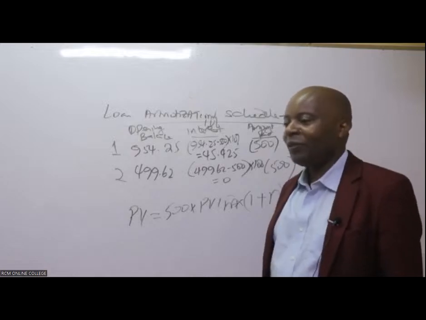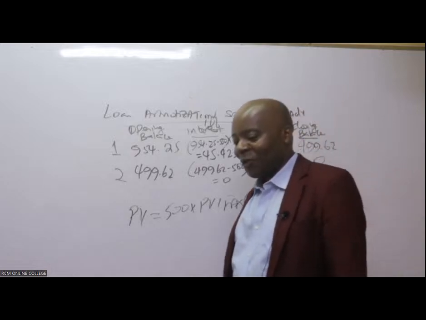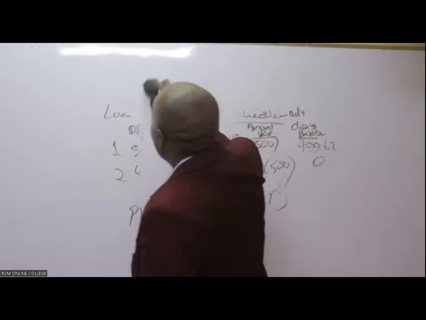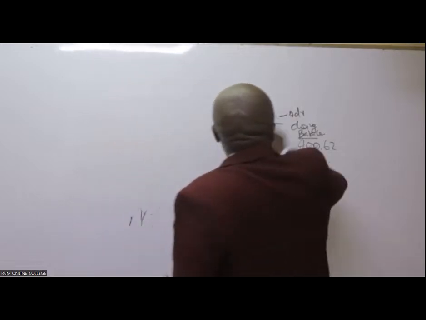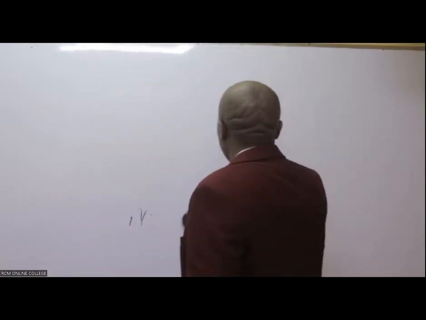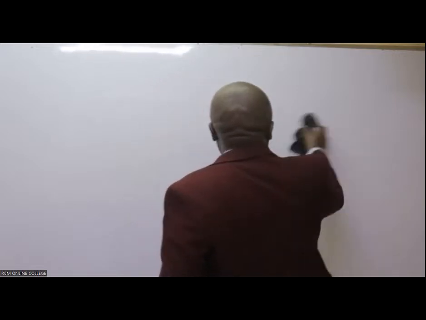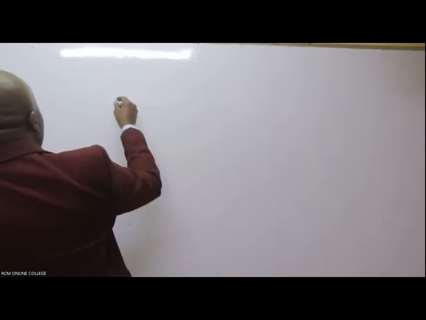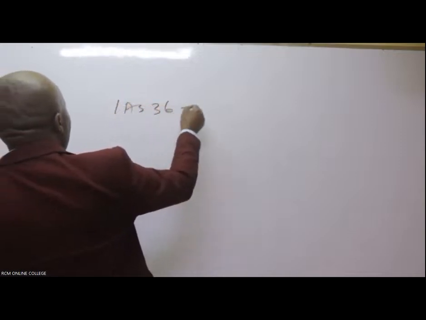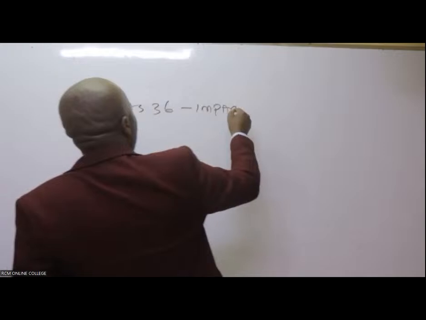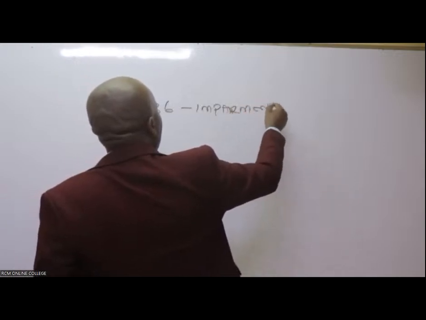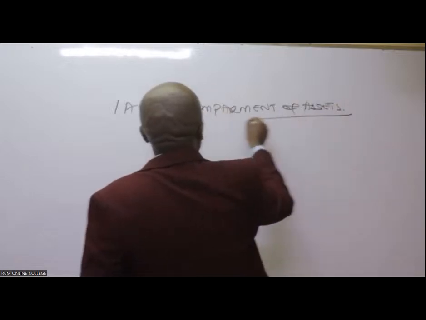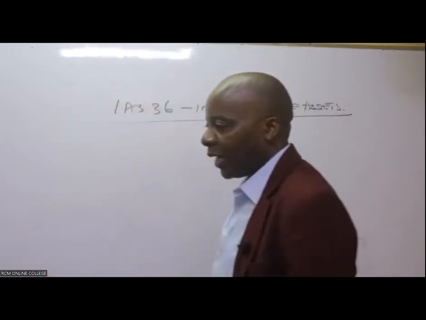So can I go to something different? Thank you so much. So I'm going to the most important standard called IAS 36, impairment of assets. IAS 36 is what we call impairment of assets.